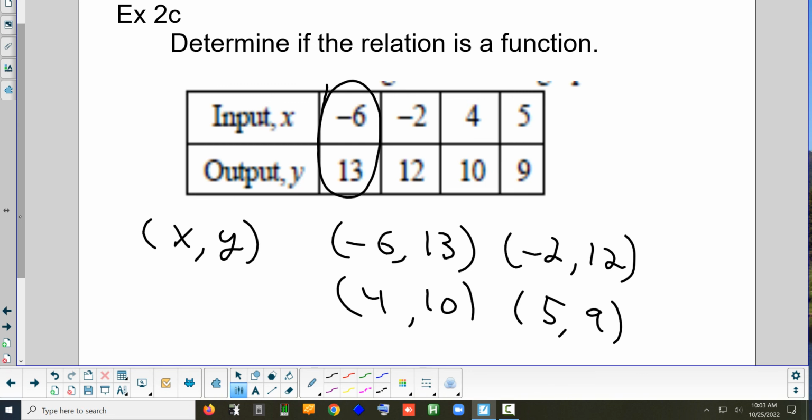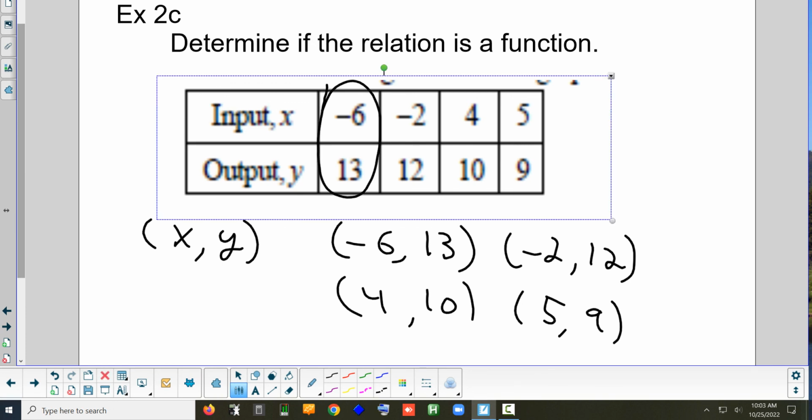What do you think? Yes, how come? Which numbers? The first ones. And the first ones are called the inputs. They're also called the x's. None of the first numbers repeat. -6, -2, 4, 5. All different. So the answer here is yes. That is a function. Any question on that?